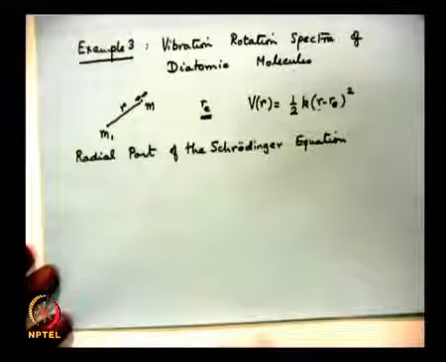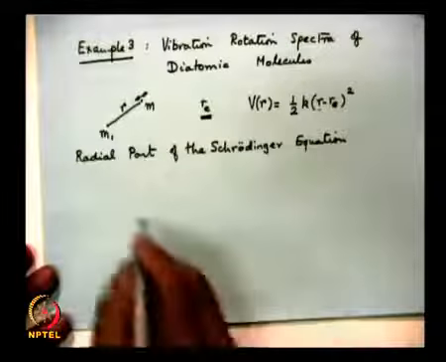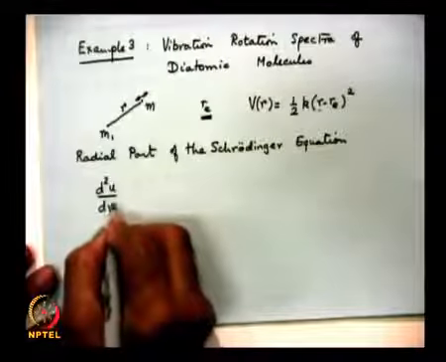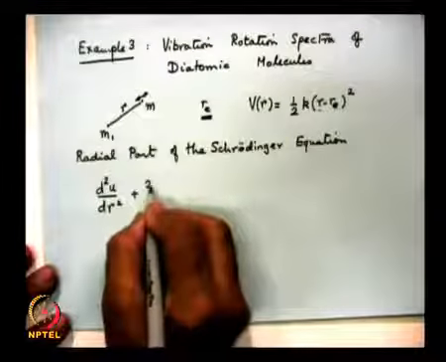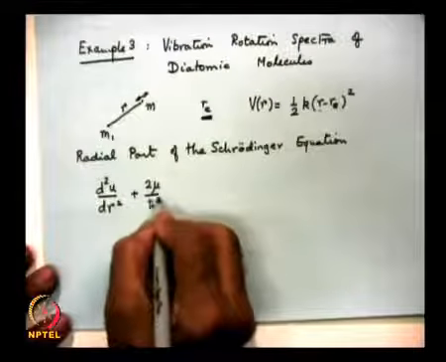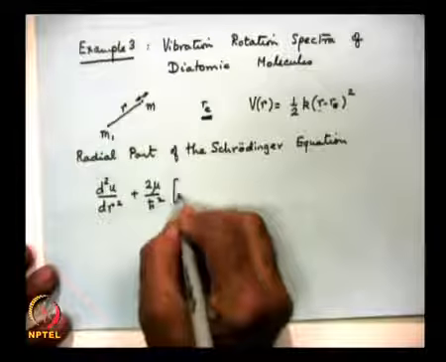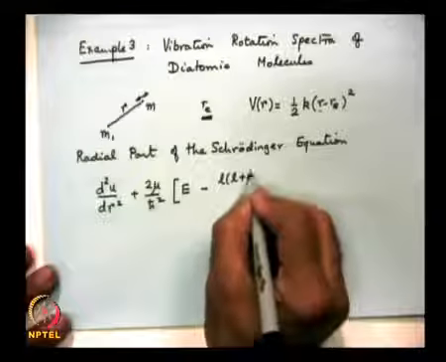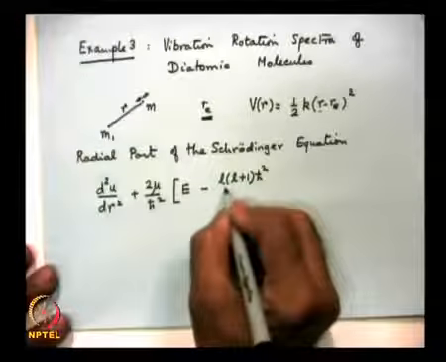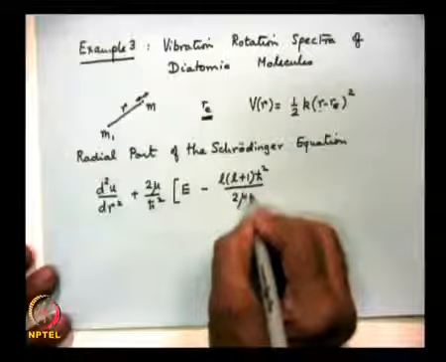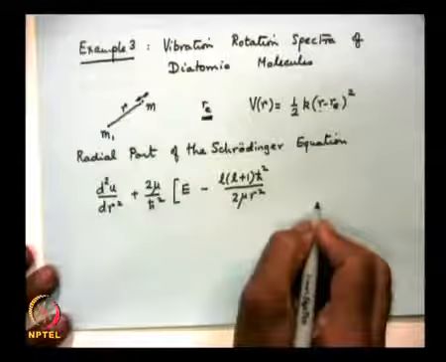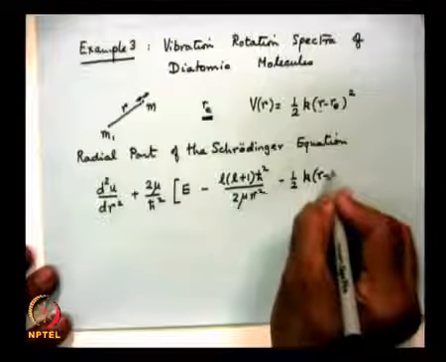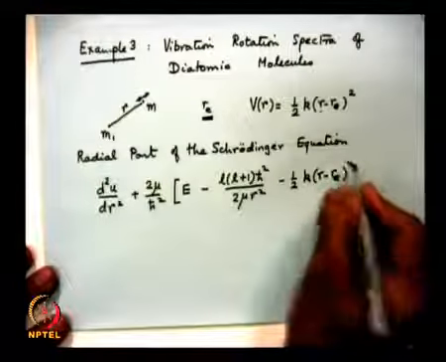Schrödinger was an Austrian physicist, and so you will have d2u by dr square plus 2 mu by h cross square times E minus L into L plus 1 h cross square by 2 mu r square minus half k (r minus Re) whole square. This last term is the potential energy term.